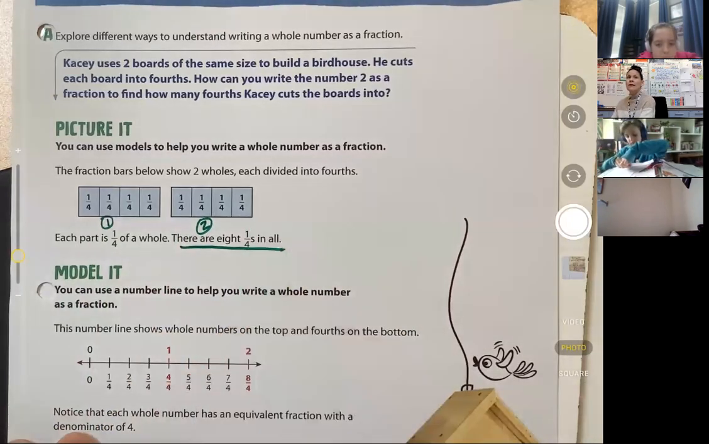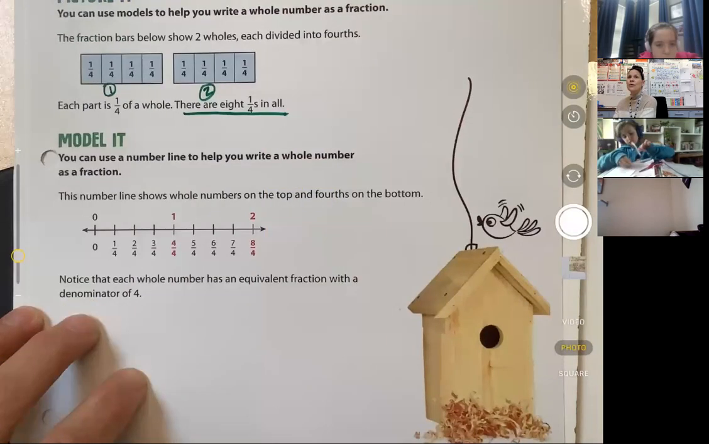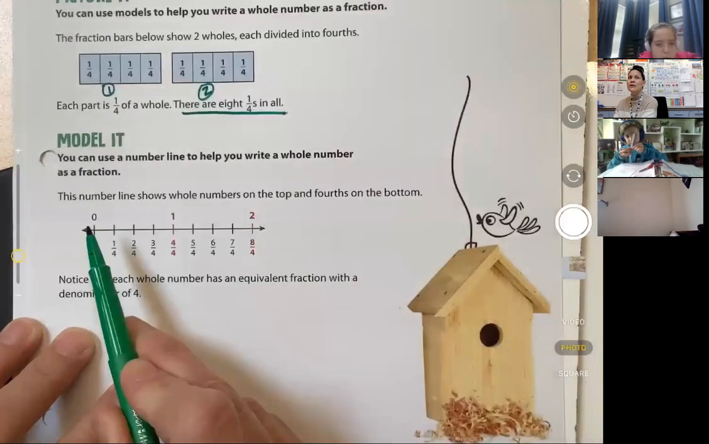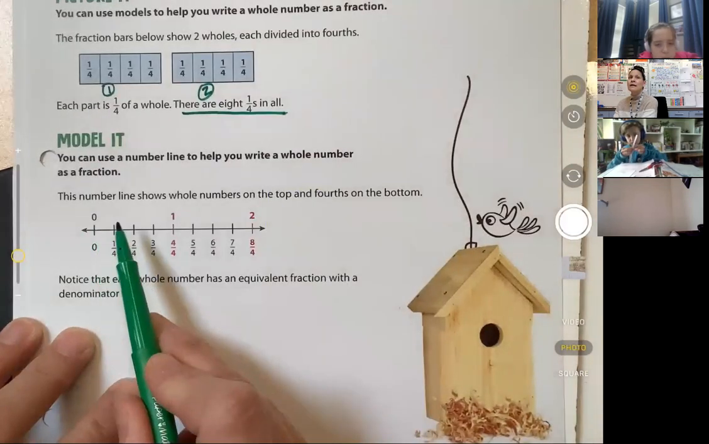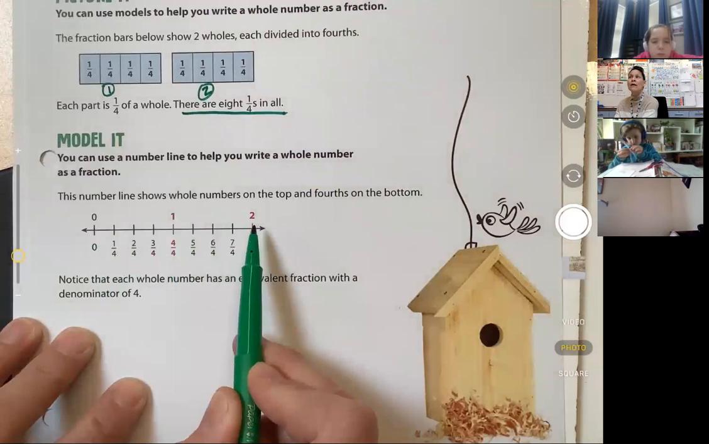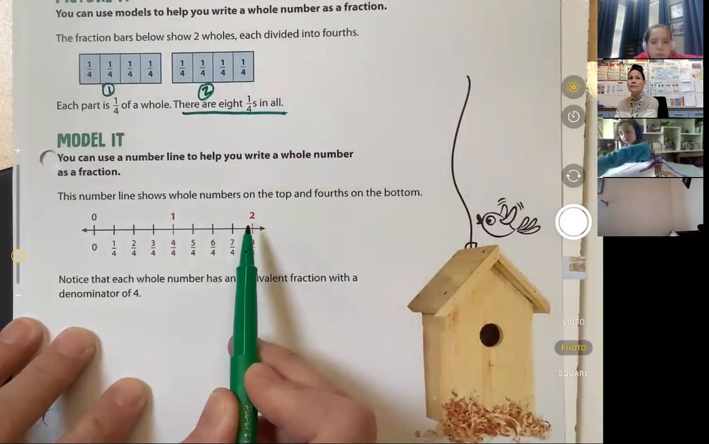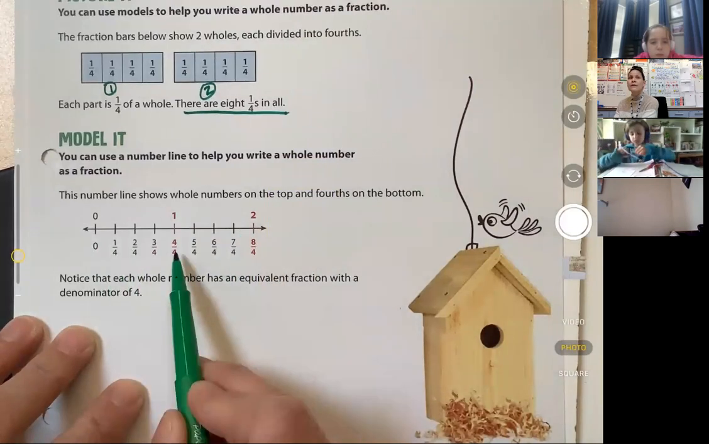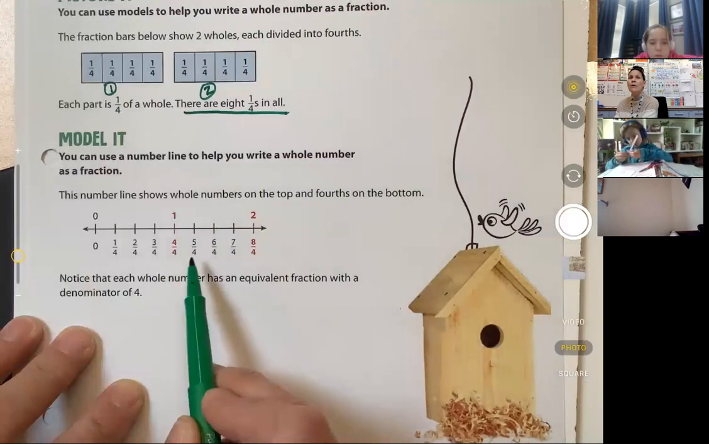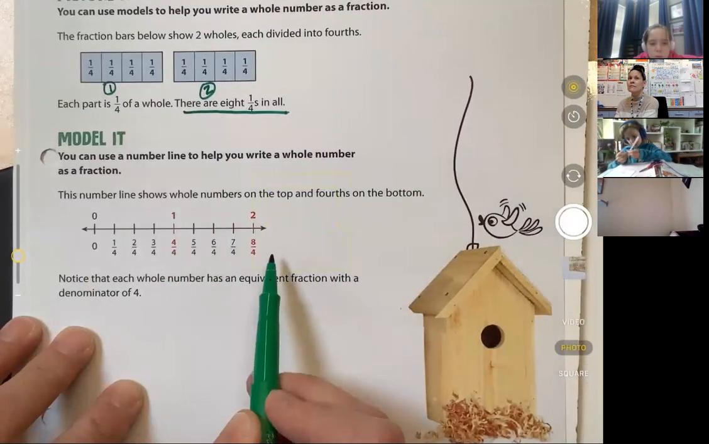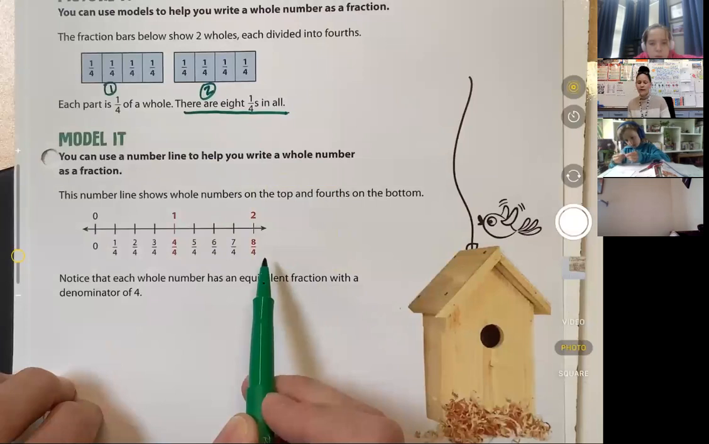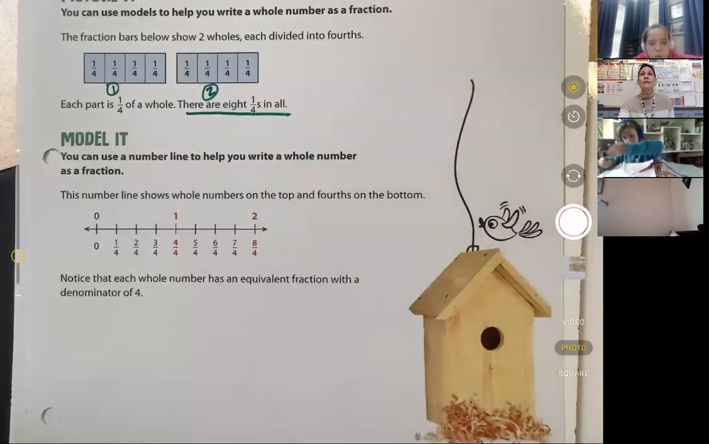Again, you can model it on a number line. The number line shows whole numbers on the top, fourths on the bottom. Just as we did on the prior page, starts at 0. Here is 1, and here is 2. Again, dealing with more than 1 whole. Each board cut into fourths. Here's board number 1, and here is board number 2. Okay, friends, we're going to come back together here for just a moment.